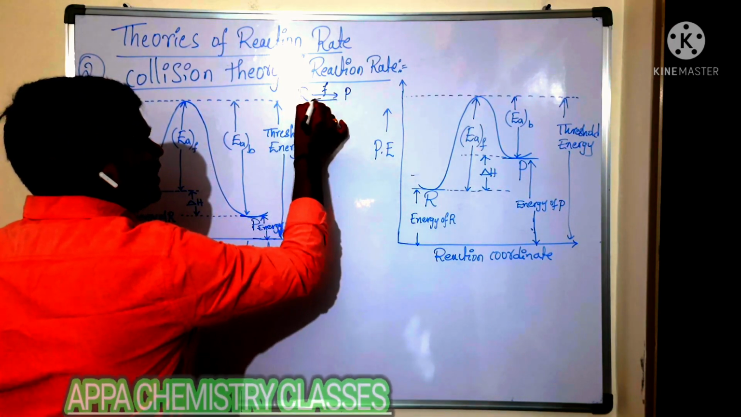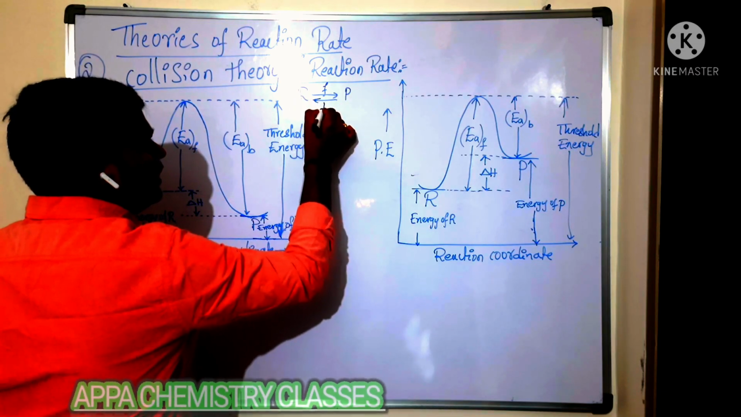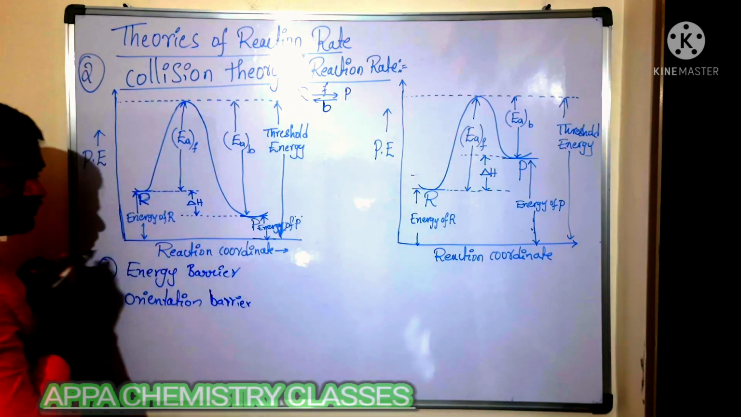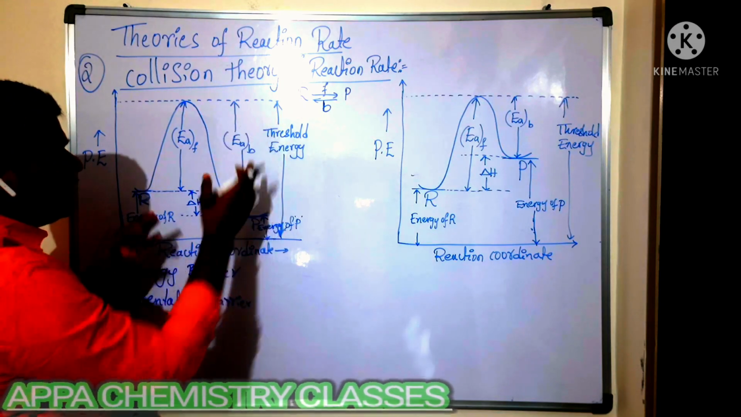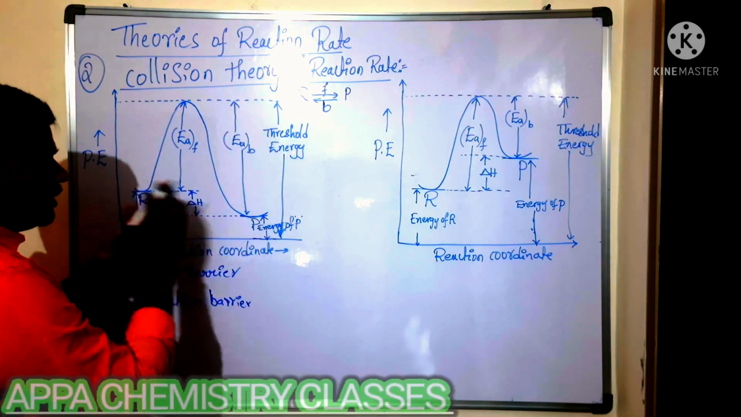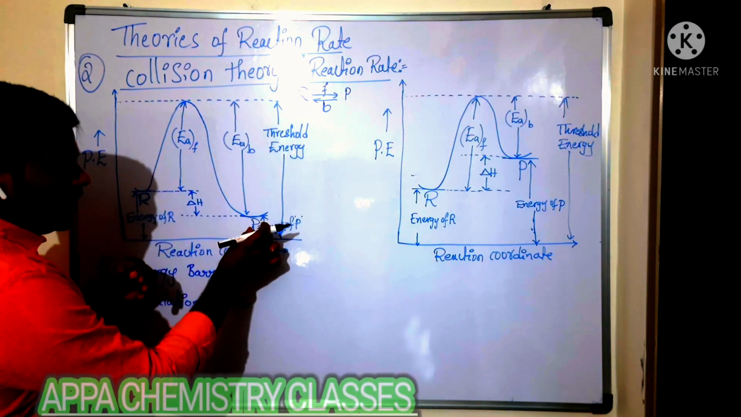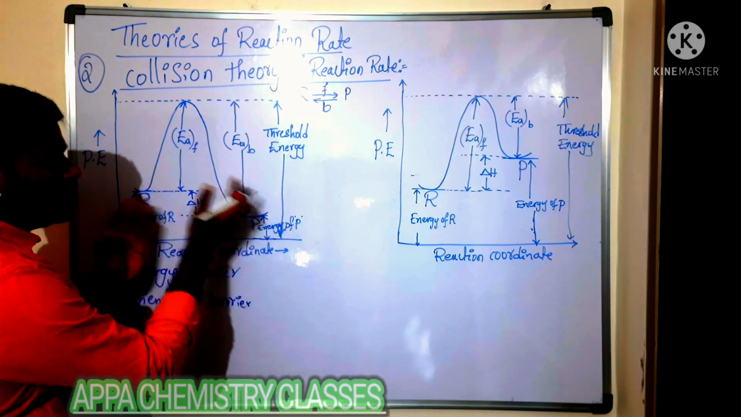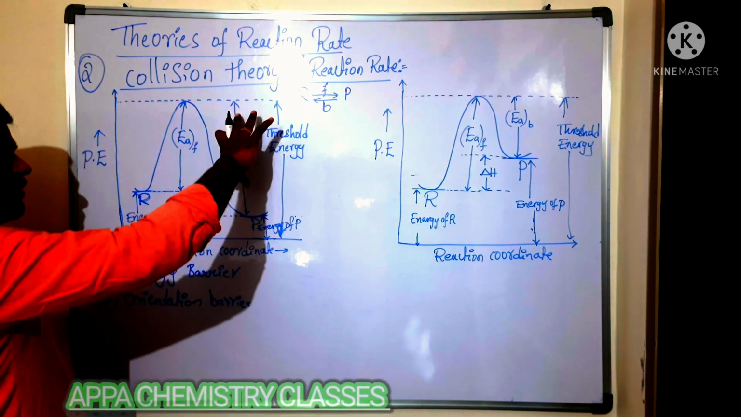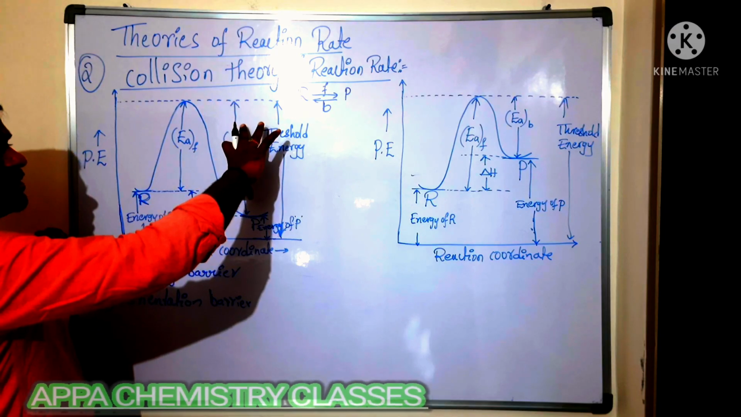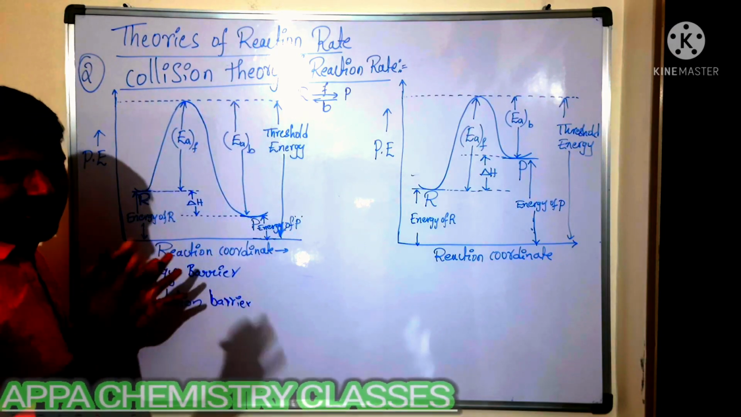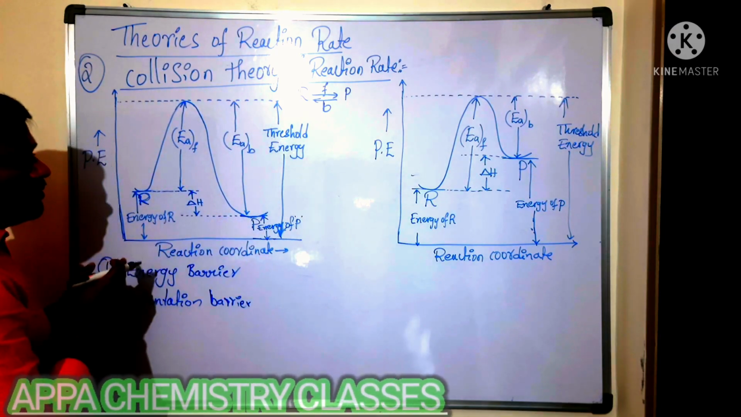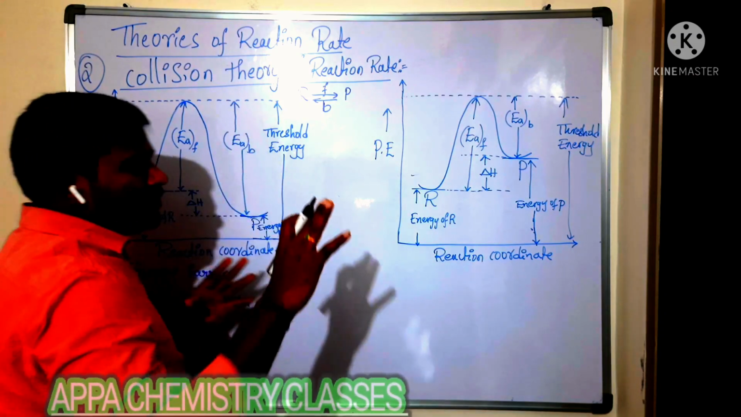If the products are converted to reactants, then it is called what? The backward direction. Now you see, if products are converting into reactants, whatever energy is required by the product molecules to convert into reactants, that energy is called the activation energy of the backward direction. Is that clear? So here they must possess what?